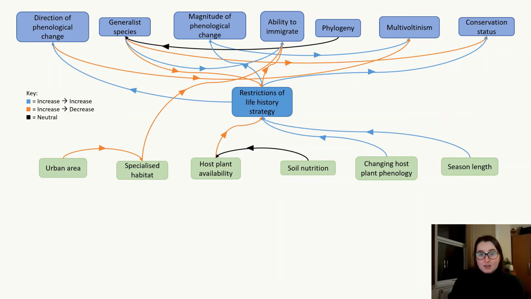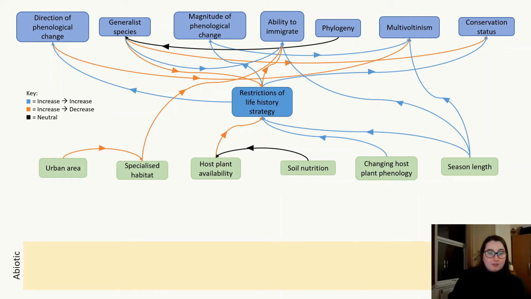Season length is also really important, because the amount of time that a species has to gather the resources and move, so immigrate, and also the time they have to form as many generations as they need can really impact the survivability of the species.